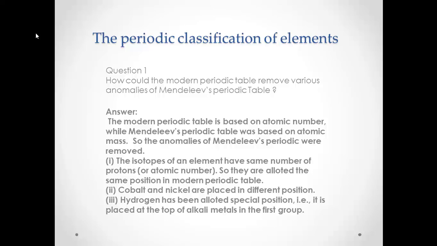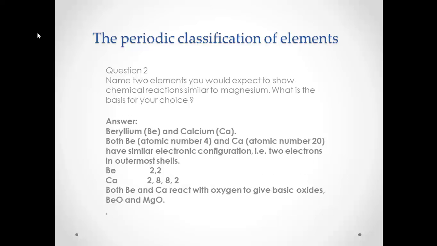Two of them are placed together in one slot, but when they are arranged according to the atomic number, cobalt and nickel are placed in different positions in the modern periodic table. And the third advantage of the modern periodic table is that hydrogen has been allotted a special position. It is placed at the top of alkali metals in the first group, but it has a special position in the periodic table. This is the second question.